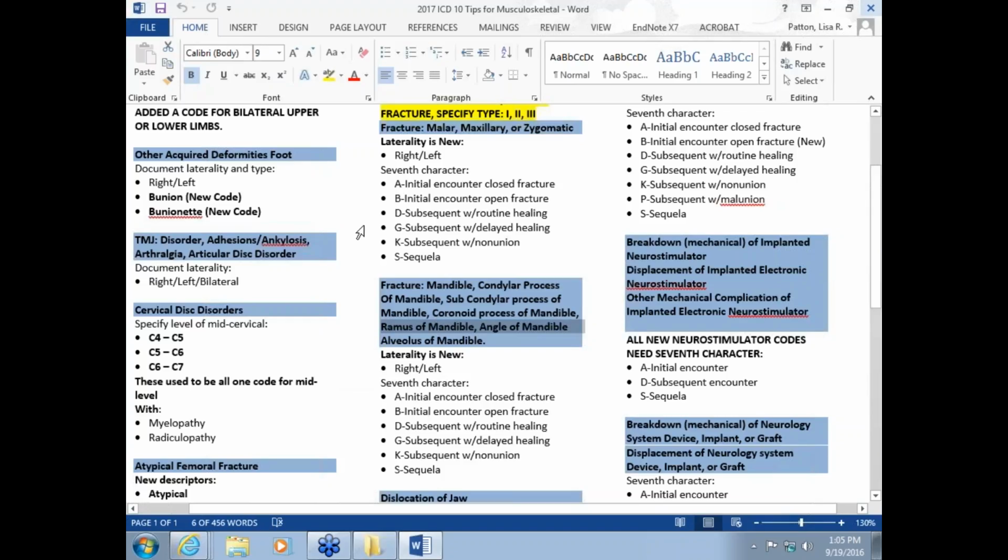For fractures of the maxilla or the malar maxillary, so can we turn the light down? I can barely see this. Actually, I can read from here.